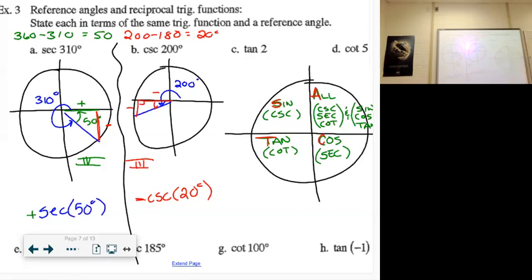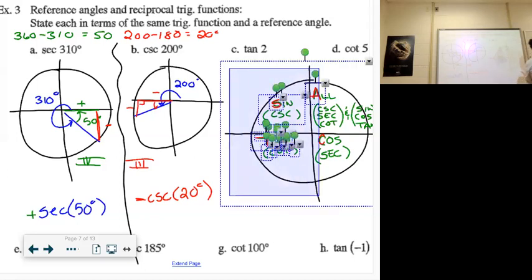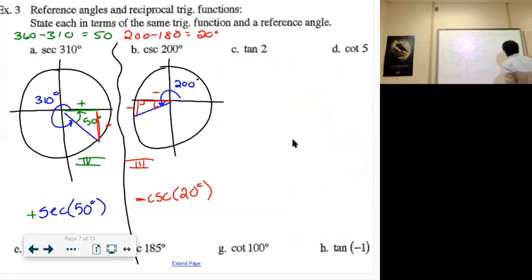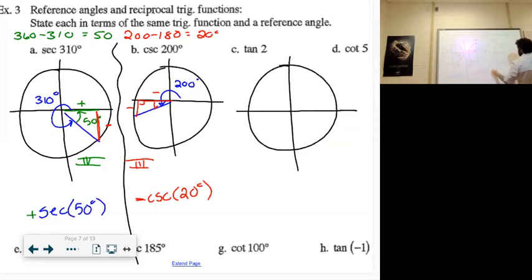Parts C and D are very similar to A and B. The difference is we're dealing with radians at this point, and it's the same concept. So I'll do one of them: tangent of 2 radians. Sometimes you need to get a sense of where 2 radians exist on your unit circle. If you remember that pi is 3.14, then you can approximate what pi over 2 is, just to give yourself a sense of where 2 radians is.